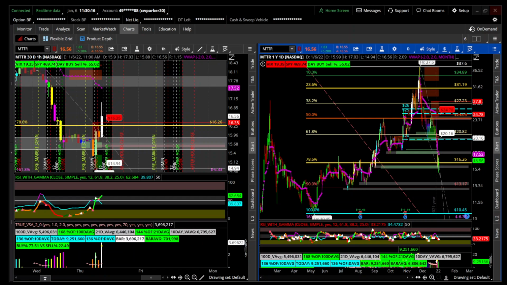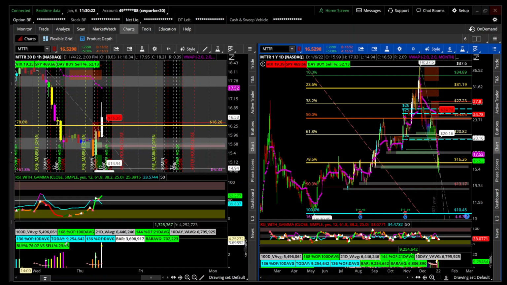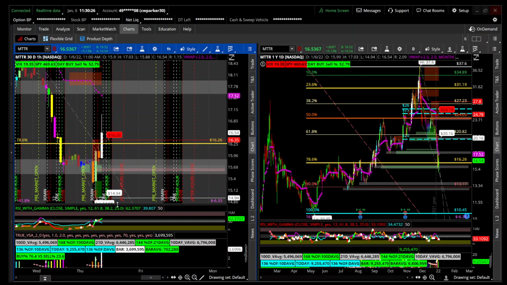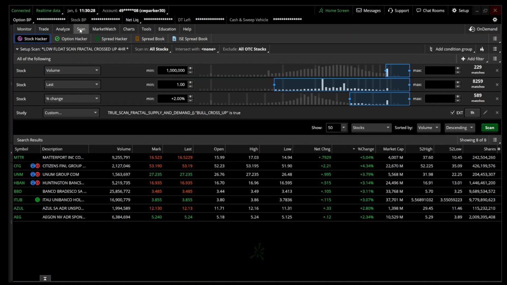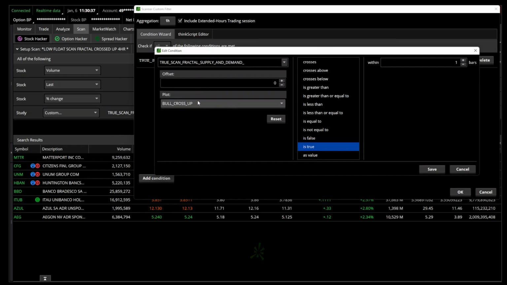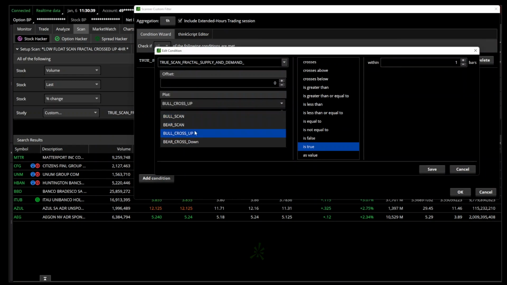I wanted to show you the application of the supply and demand indicator, and I have two screens open. One is an hour and one is the daily. The reason I have the hourly open is because I built the scan for the supply and demand indicator. You can have the cross up, and basically what's in the scan is this. You can have a cross up, a cross down.